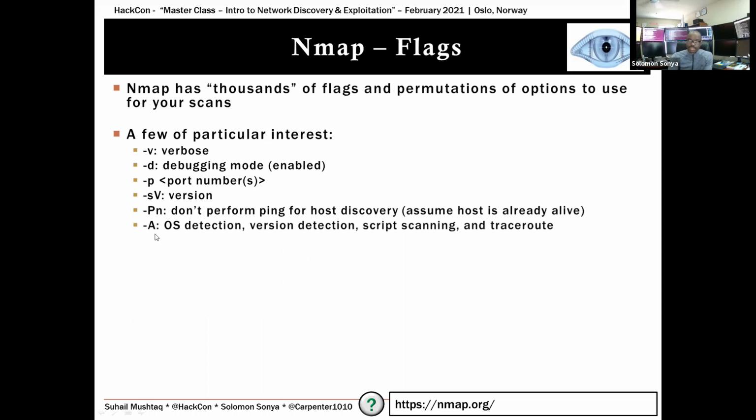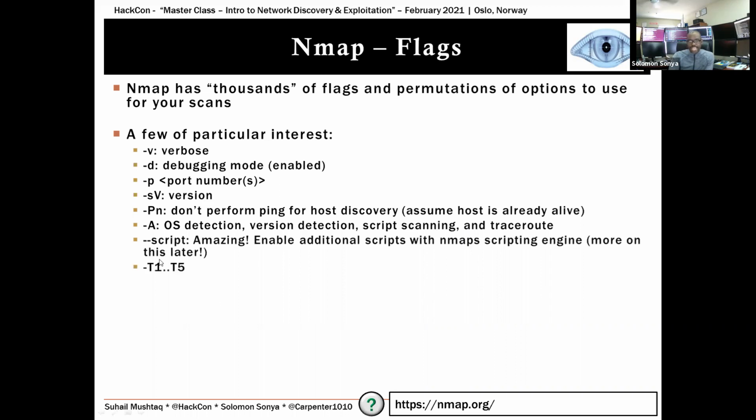OS detection, so one of my favorite flags, I'll always use -A. So -A combines an OS detection flag. It combines the version flag right here. So operating system detection, version detection, and then it adds a few additional scripts from the Nmap scripting engine. It adds some of those and traceroute to provide you a wealth of information just by using one command, nmap -A, instead of having to use different flags.